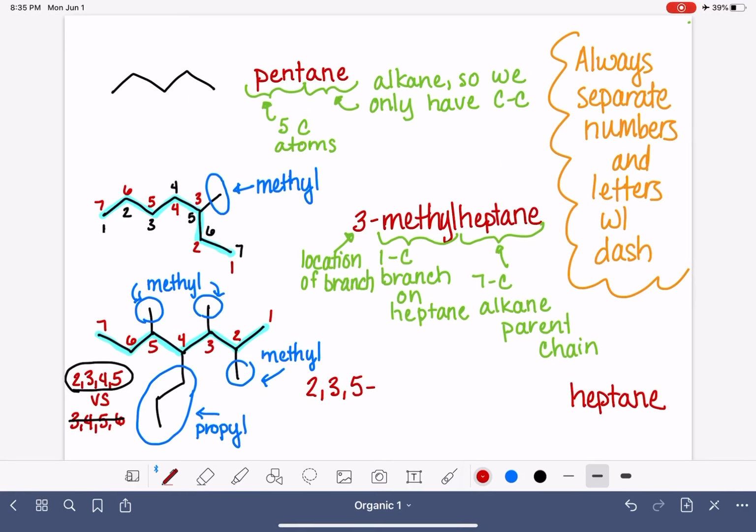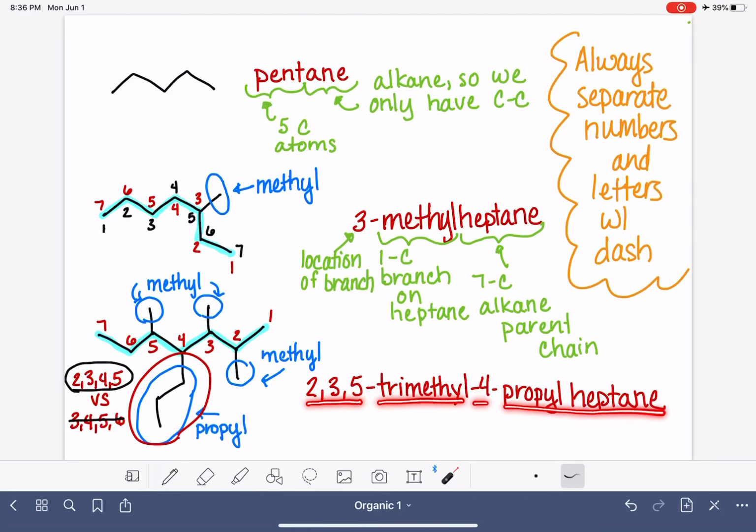And let's go back to this molecule. So we have 3 methyls. We've already said that they're on 2, 3, and 5. And the way that we're going to say 3 methyls is trimethyl. So that covers the location and the name of 3 of our substituents. Now next in the alphabet is our propyl substituent. We have to say where the propyl is located. It's on carbon number 4. Notice that I have a dash because I'm separating letters from numbers. And then the substituent name, propyl. I gave myself the perfect amount of space there. So this molecule's name is 2,3,5-trimethyl-4-propyl-heptane.